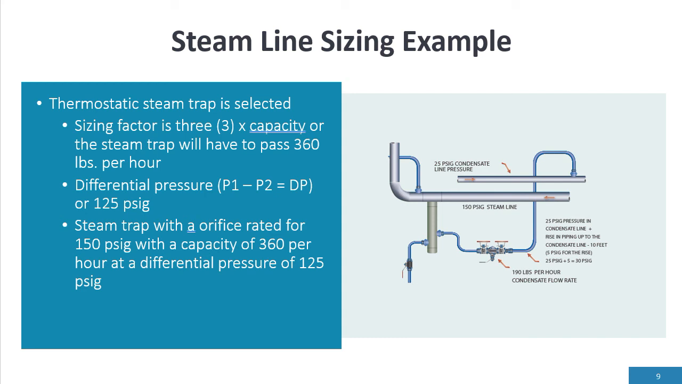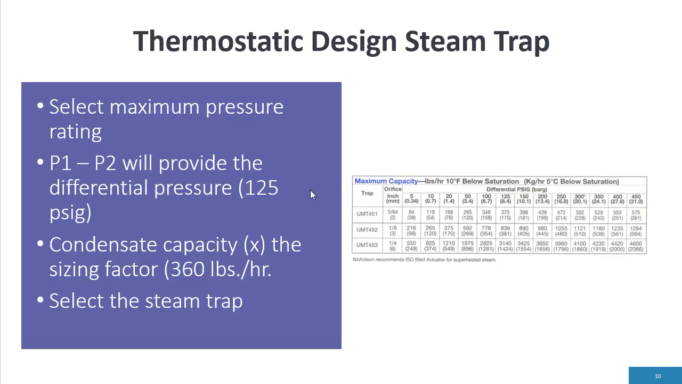So if I come down to my sizing chart, the maximum pressure rating we said was 150 psi. All these steam traps here have a maximum pressure of 450 psi, so it's not as prevalent in the mechanical design steam traps. So I come here to 125 psi differential and find something greater than 360 pounds per hour. I see I have a steam trap here, 838 pounds per hour. So it'd be a model 452. And then I made my selection of my steam trap.